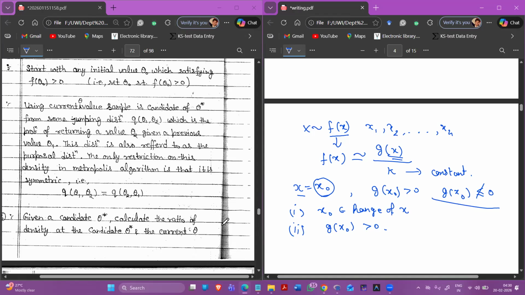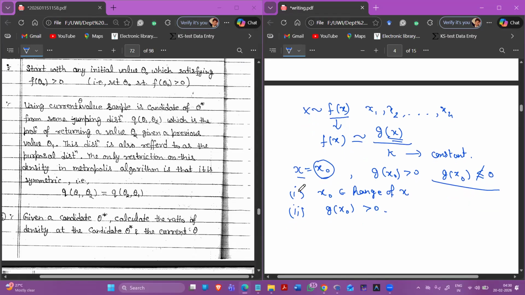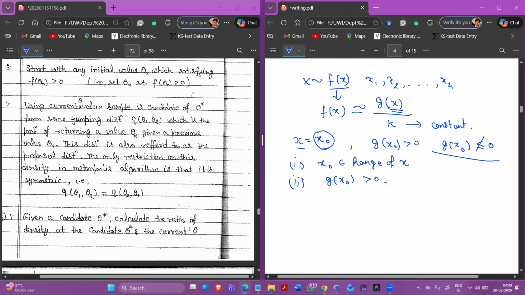So I will generate the value of theta naught. After that, whatever value I generate here, I will put it in some symmetric distribution. I will introduce one symmetric distribution here, Q1, for which Q1(theta 1, theta 2) should be equal to Q1(theta 2, theta 1).